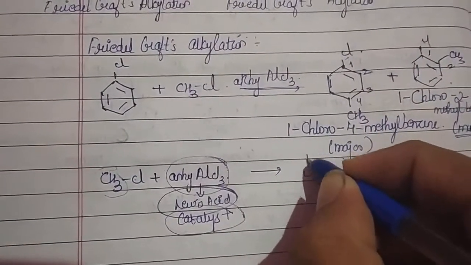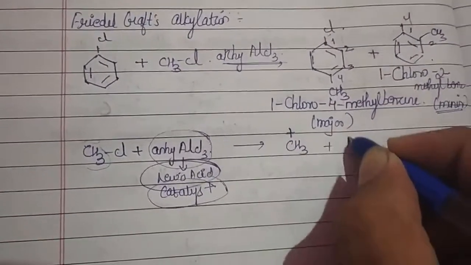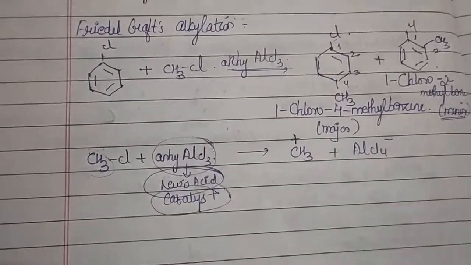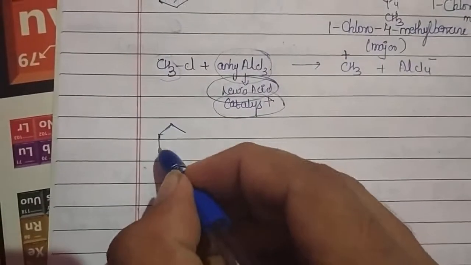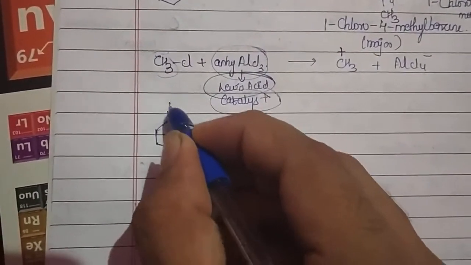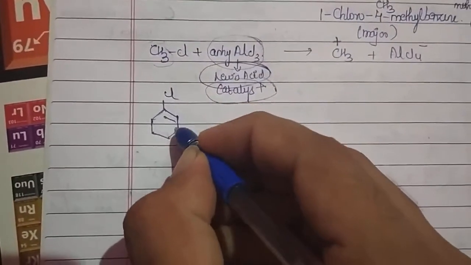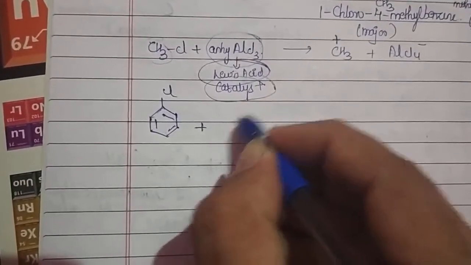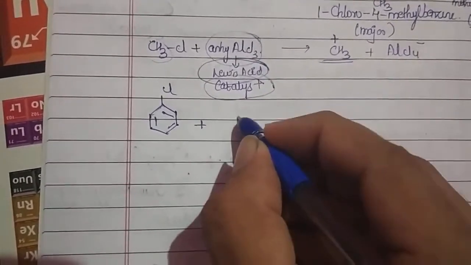Yes, CH3 plus comes, plus you are going to get AlCl4 minus. I will be just showing it in my ortho position. So what happens, how the attack happens, I will show the product. Cl will be there. Now what do we have, the electrophile, the methyl ion.